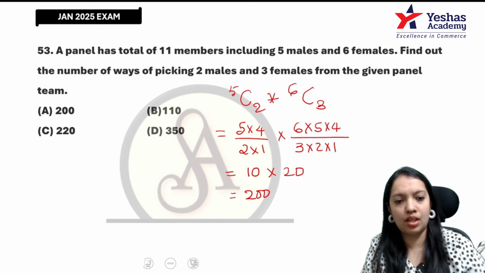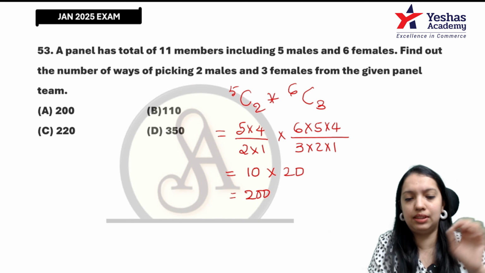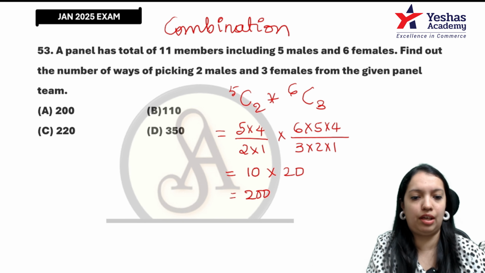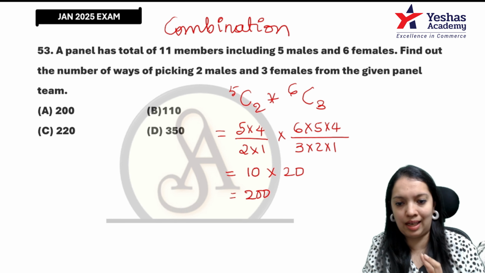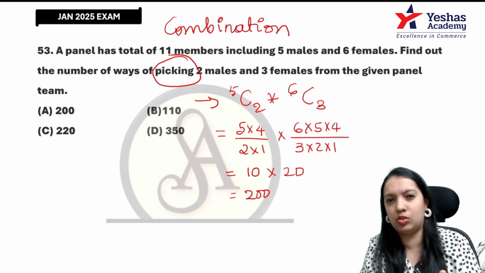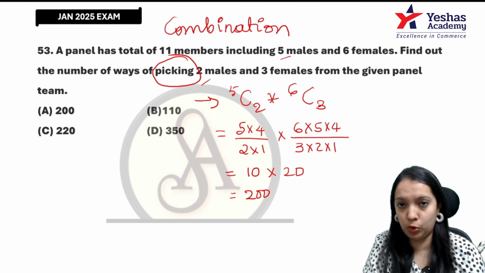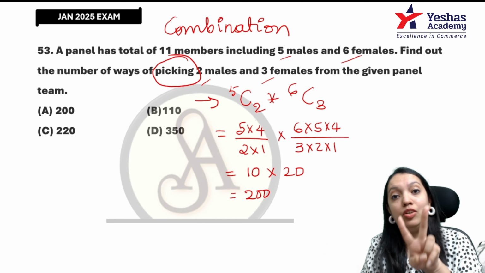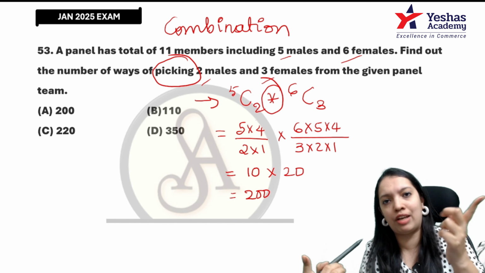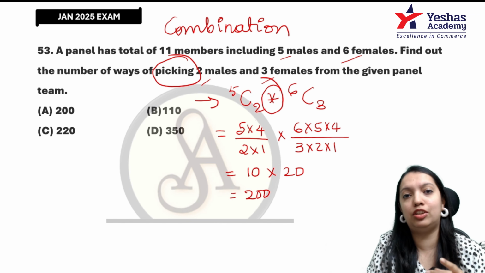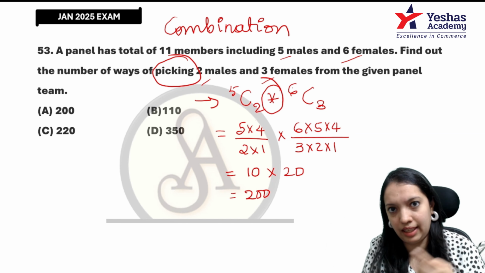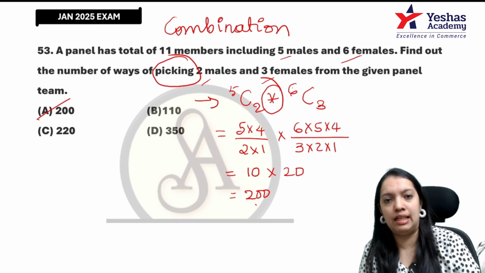Next. A panel has a total of 11 members. This is from the chapter of combination, where 5 are male and 6 are female. The number of ways of picking 2 male and 3 female is dash. So you are just picking them, you are not arranging them. It is a combination question. From 5, 2 male, from 6, 3 female. You are taking male and female. That's why it is multiplication. And if it was or, you would have done addition. Solve this. 5C2 is 5 into 4 by 2 into 1. 6C3 is 6 into 5 into 4 by 3 into 2 into 1. Your answer becomes 200.